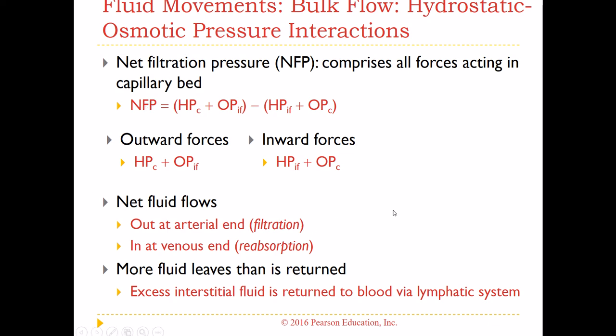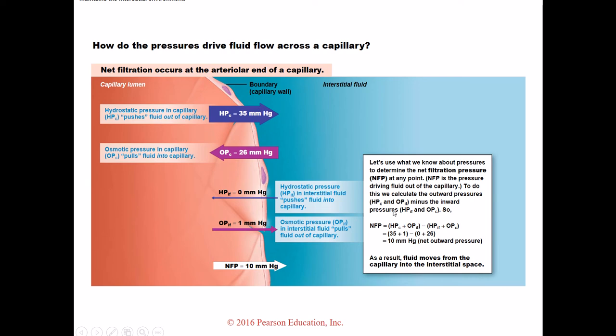And so we do need those lymphatics to pick up that excess. So let's look at each end of our capillary bed. So here we are on the arterial end of the capillary bed. We have very high hydrostatic pressure of the capillary that's pushing fluid out of the capillary and into the interstitial spaces. That's one of our outward forces. And then we have the osmotic pressure of the proteins in the interstitial spaces pulling fluid out of the capillary and into the interstitial spaces.